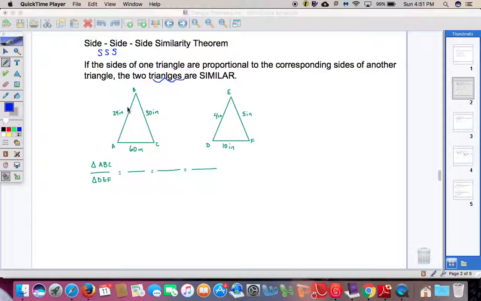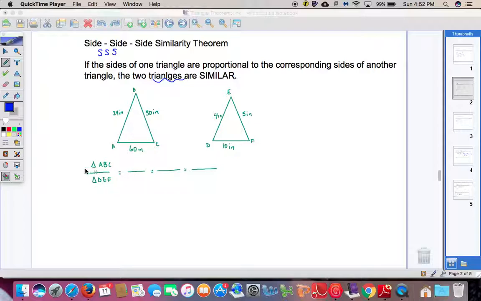Okay, so here we've got triangle ABC, and we're comparing that to triangle DEF. Again, we need these letters to be in corresponding positions. But let's look first at side lengths, okay? One thing that we know is that the shortest side of one triangle should always correspond to the shortest side of the second triangle. So one way we can do this is simply by looking at lengths of sides.